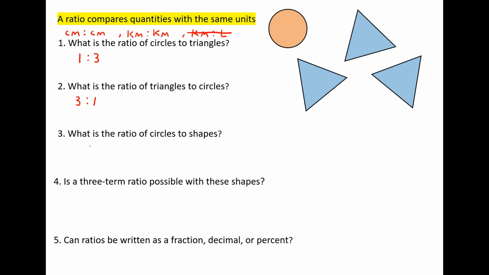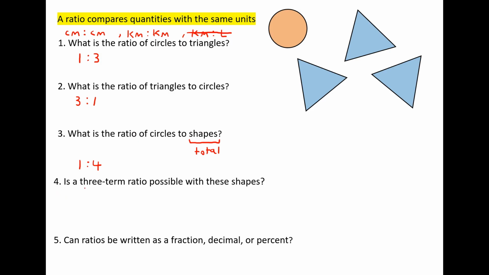If I move on to question 3, what is the ratio of circles to shapes? Shapes in general just means the total number of shapes because technically a circle is a shape and so is a triangle. So when I add the total number of circles to the total number of triangles, I get 4. So my ratio of circles to shapes is going to be 1 to 4. And again, I write it as 1 to 4 and not 4 to 1 because circles came first and then shapes came right after in the sentence. So I have to write 1 to 4.